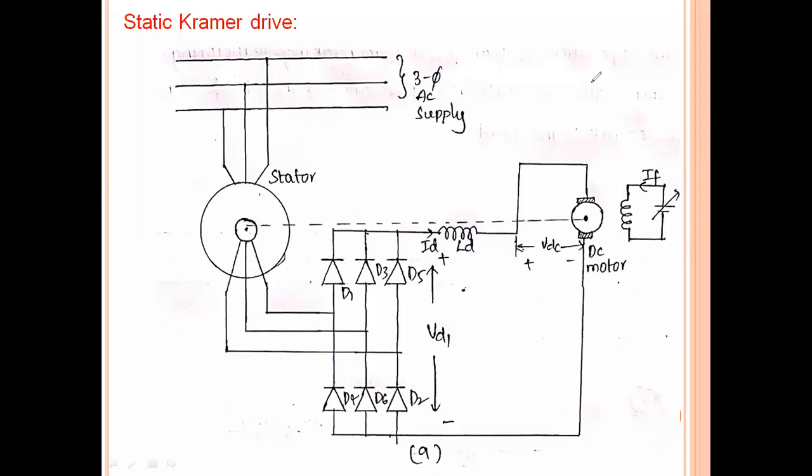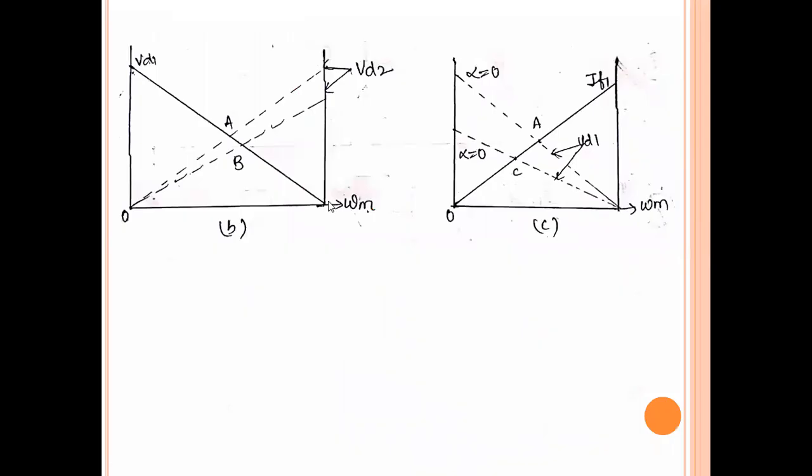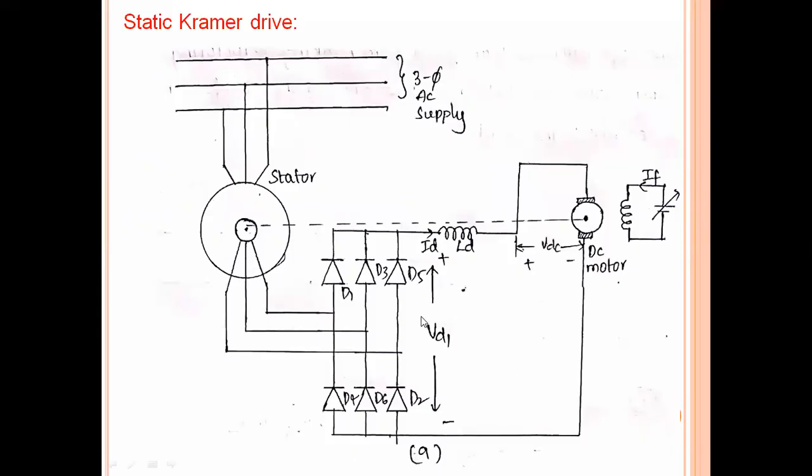And some characteristics we can see for this circuit. So you can see here, these are the characteristics, which are variations of VD1 and VD2 with respect to the speed. You can see on the x-axis it is speed. So VD1 is the voltage of one condition, VD2 is the voltage of a second condition. We can vary these voltages, and you can see here, this is VD1.